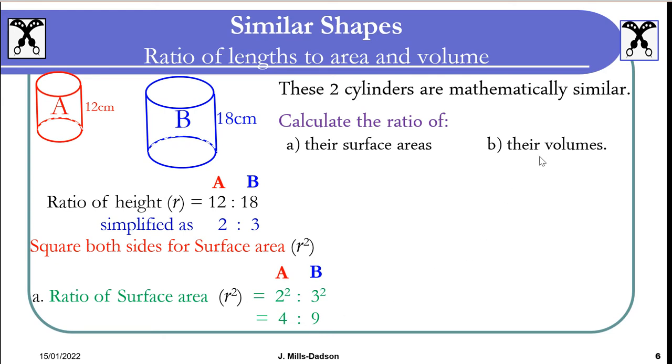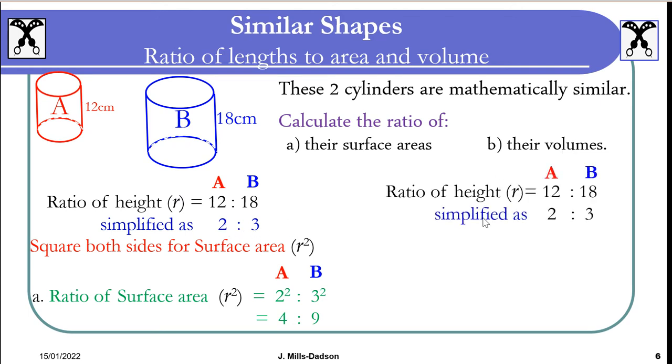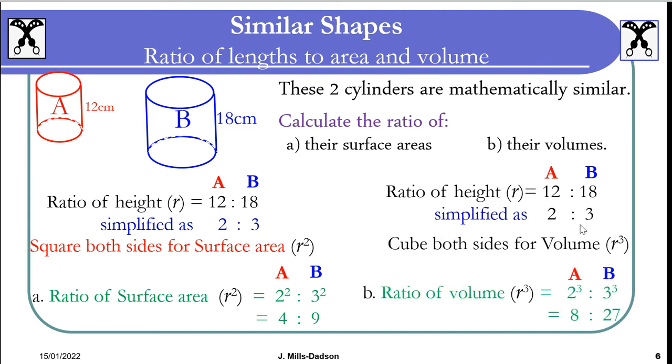Now we want ratio of volume. Now we need to go back to ratio of R and change R into volume. So we need to cube R, and that will be 2 cubed is 8, 3 cubed is 27. So you know the difference, they are not the same. So everything has to be in the right format. R squared for area, R cubed for volume, and R for length or height.